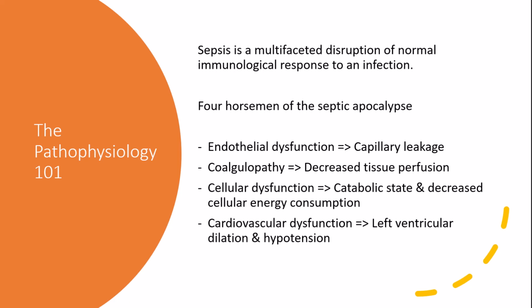So Pathophysiology 101, sepsis is a multifaceted disruption of normal immunological response to an infection. And there is a term that we can use to define the main characteristics of sepsis, and we refer to it as the 4 horsemen of the septic apocalypse. So we have our endothelial dysfunction, so our capillary leakage. We have our decreased tissue perfusion. We have our catabolic state and decreased cellular energy consumption. And we have our left ventricular dilation and hypotension.